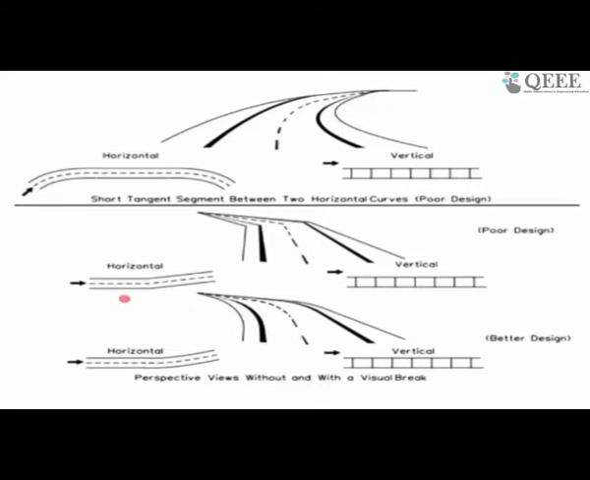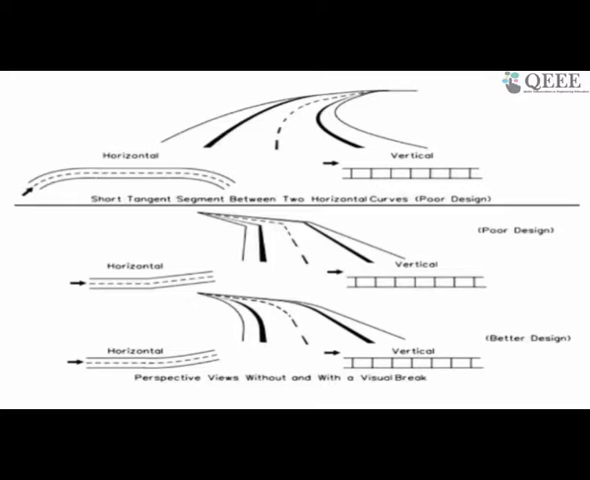Another case is if there is a horizontal alignment and you don't provide a curve and the vertical alignment is flat, then it will look like this. It's not a pleasing appearance, and the driver will behave accordingly. If you provide a curve like this, then it will look smooth and it is going to be a smooth ride.